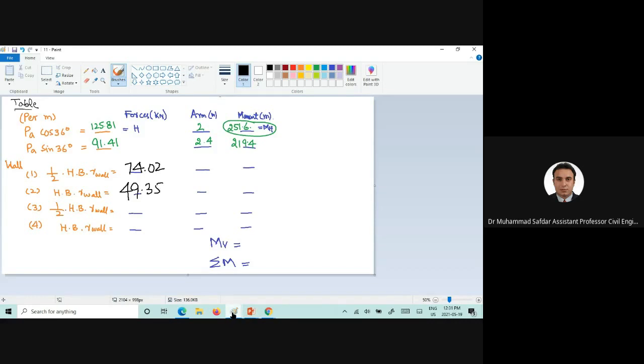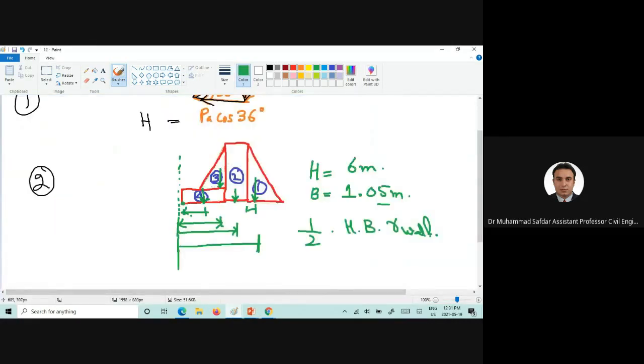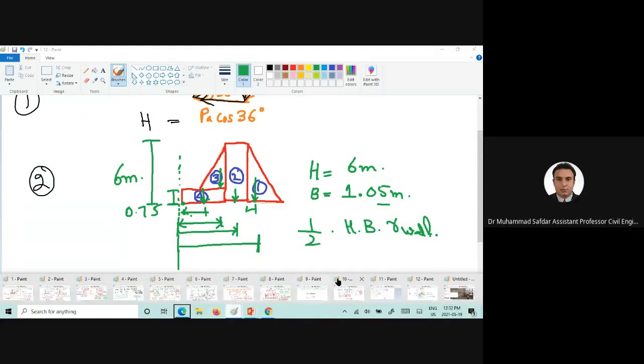And for the third portion of the retaining wall, we need to subtract the height of the base from the height. The total height is 6 meter. So if you subtract this one, I guess it's 0.75. Let me check. Yes, it's 0.75 meter. 30.84.